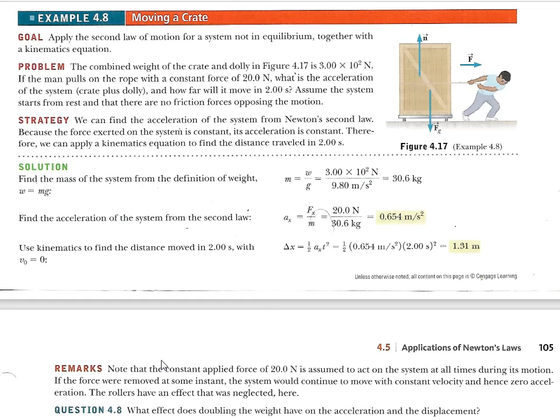Example 4.8, moving a crate. We want to apply the second law of motion, acceleration equals sum of forces divided by the mass, for a system not in equilibrium, together with a kinematics equation.